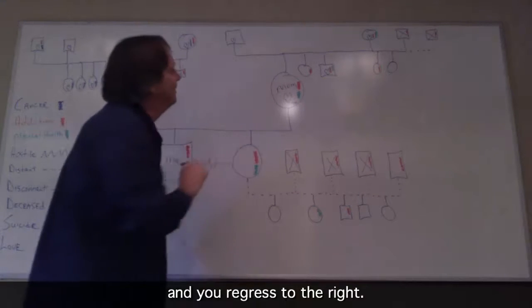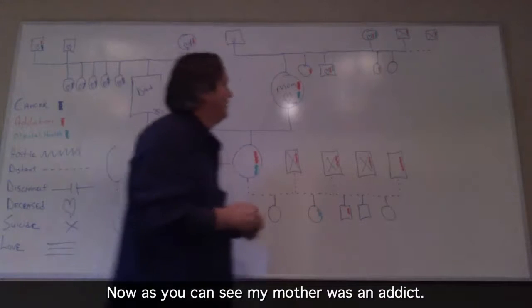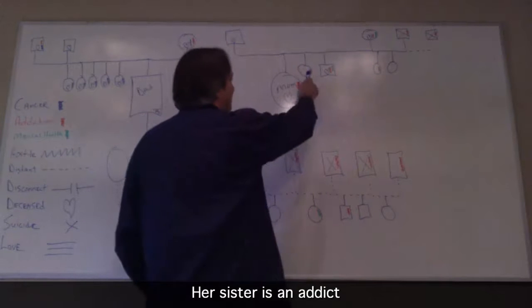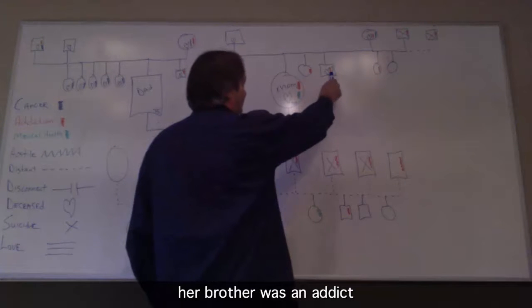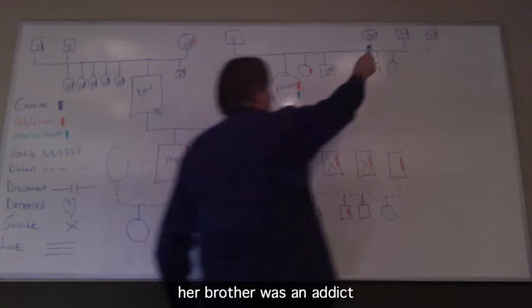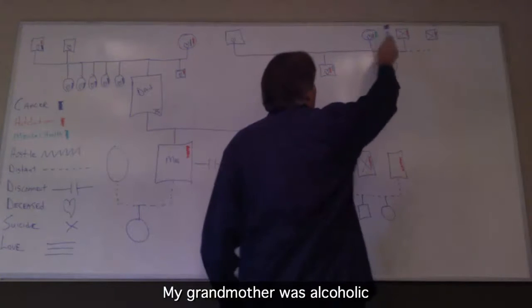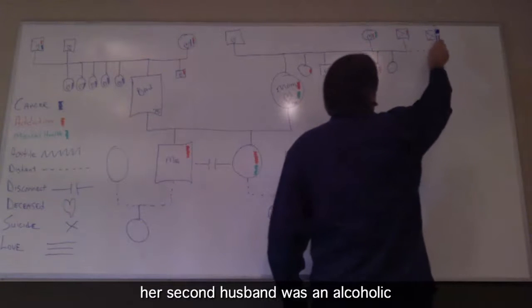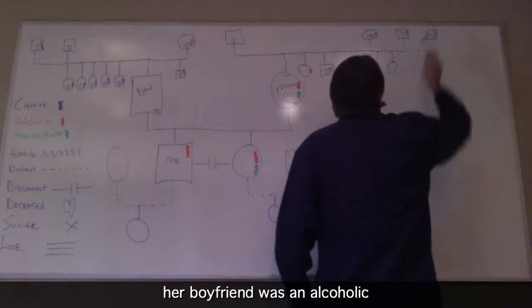Okay. Now, as you can see, my mother was an addict. Her sister was an addict. Her brother was an addict. My grandmother was an alcoholic. Her second husband was alcoholic, and her third boyfriend was alcoholic.